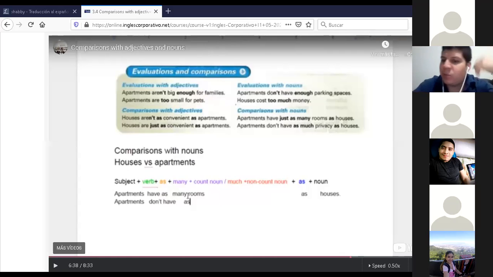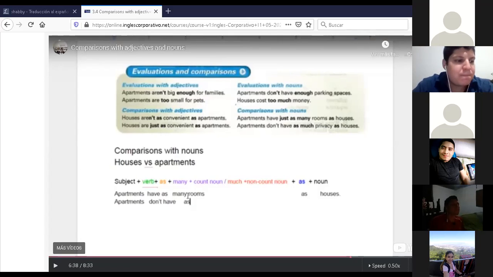Give me one last example before you go practicing. Dogs doesn't show as much love as cats. Nice, I like it. Dogs doesn't show as much love. Let's go ahead and change it. Cats doesn't show as much love as dogs. Mm-hmm. That's right.